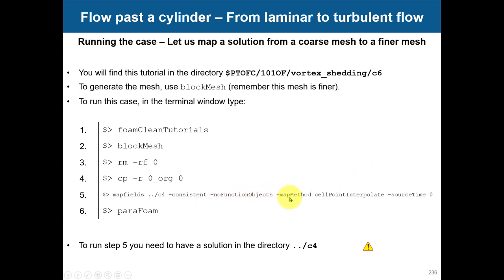Do not use function objects. This is the mapping method. Remember that you are interpolating between different meshes, so you need to use an interpolation method. There are different methods; in my opinion this is the best one, but you can give it a try. And then you can choose the source time, okay? So you have the case in C4, and we have seen that in C4 we used potentialFoam, and the solution is saved in source time 0, so you put it here. If you have the solution in 100, put 100, or you can use latestTime. We're going to see that later.